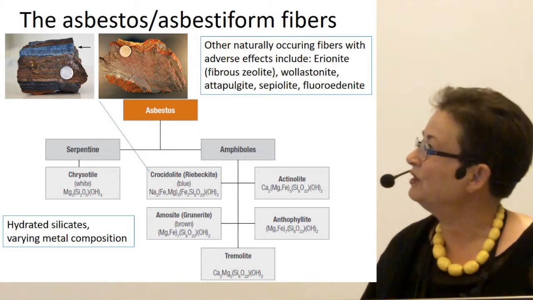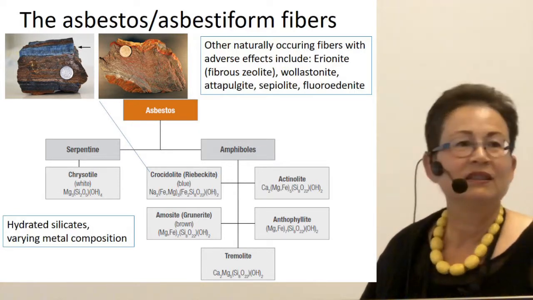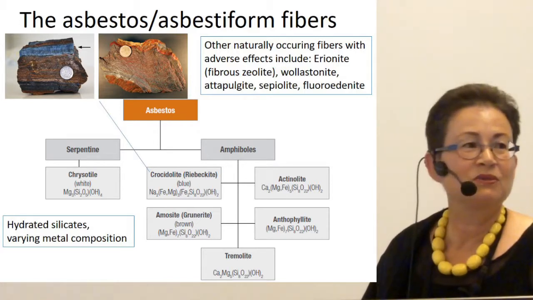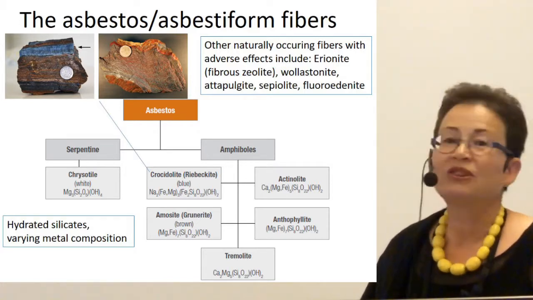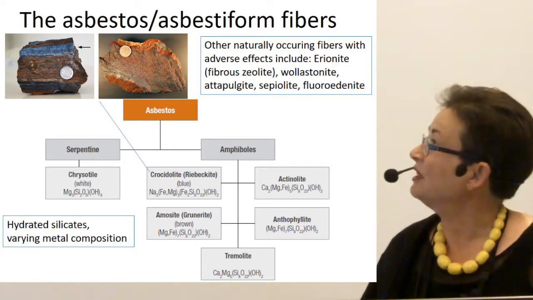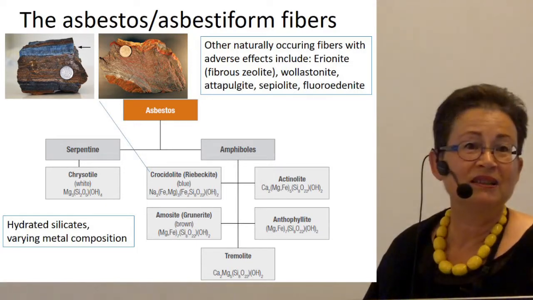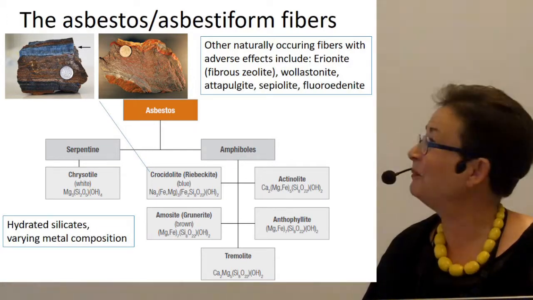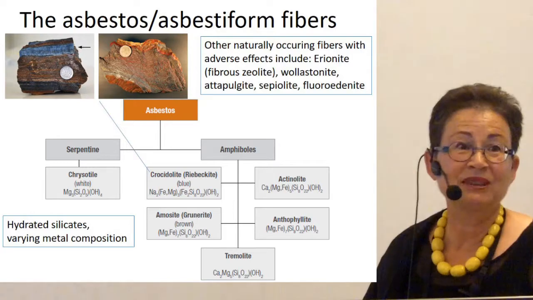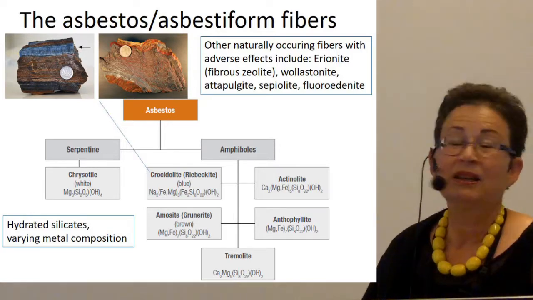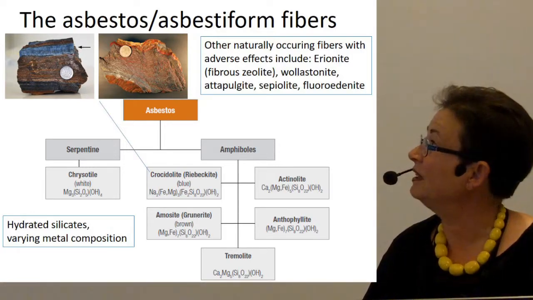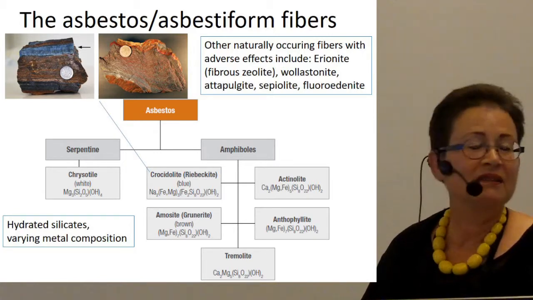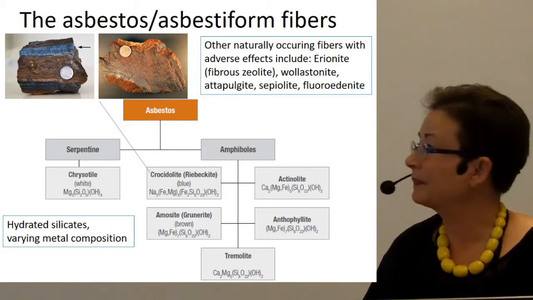But it's not only those fibers which are legally defined as asbestos which are of concern to us. It's also other naturally occurring fibers. It's erionite, which is the really bad one in this context, creating a lot of mesothelioma, which is a fibrous zeolite. It's wollastonite, attapulgite, sepiolite, and fluoro-edenite, and many others.